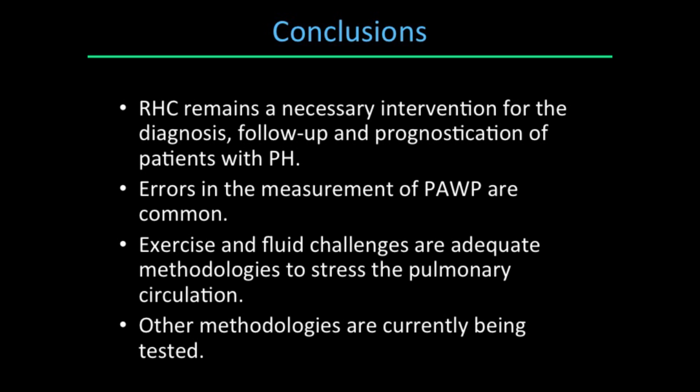So in conclusion, the right catheterization remains a necessary intervention for diagnosis and follow-up of patients, as well as prognostication. Errors in the measurement of wedge are common, and I showed you a few examples. Exercise and fluid challenge are adequate methodologies to stress the circulation, and other methodologies like the Valsalva, the pleural pressure measurement, the vitamin challenge, which I didn't show you, are currently being tested and probably will become available in the future.